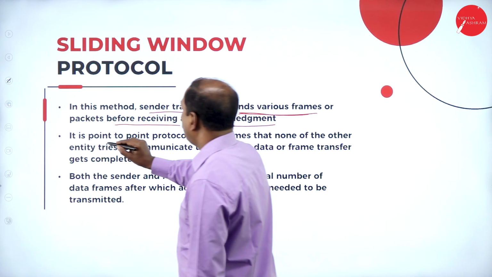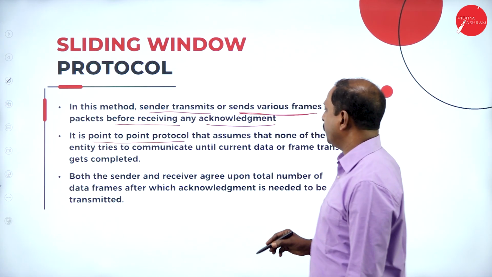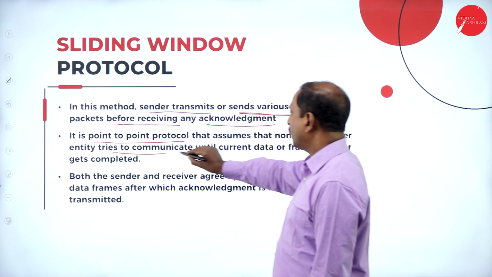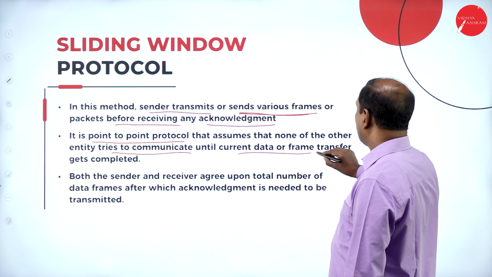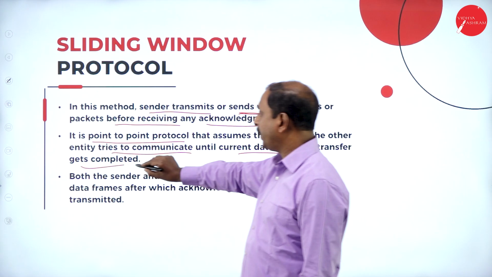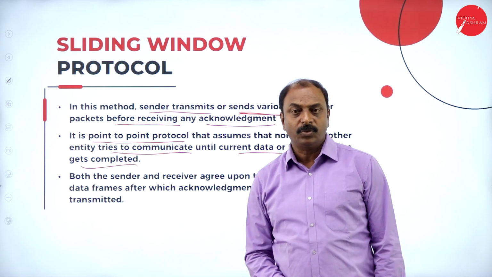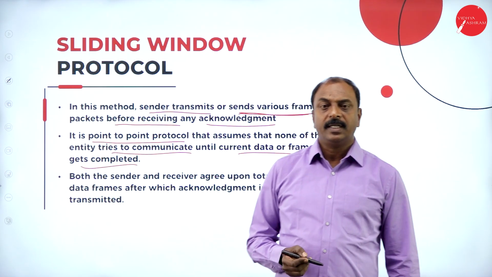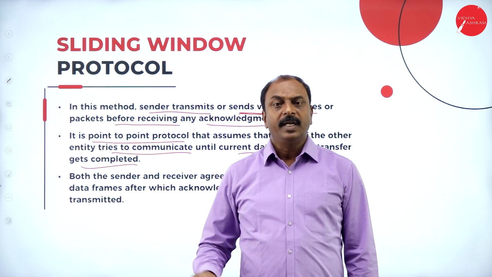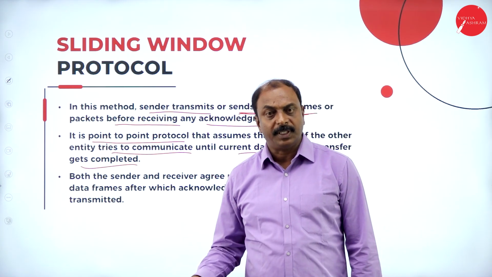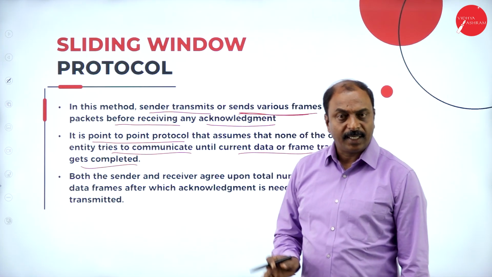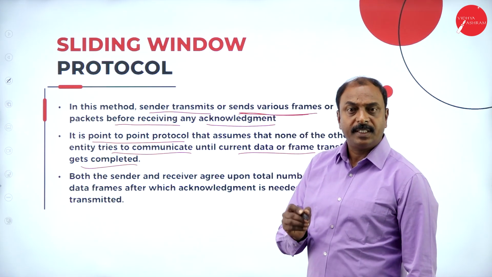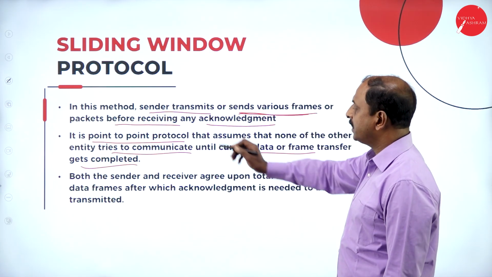So it is a point-to-point protocol. It assumes that none of the other entities tries to communicate until the current data or frame transfer gets completed. So that is the concept of a point-to-point protocol. Once the sender has sent the data to the receiver end, until it completely transmits the data to the receiver, no other transmission takes place between the sender and the receiver. So that is the second point.